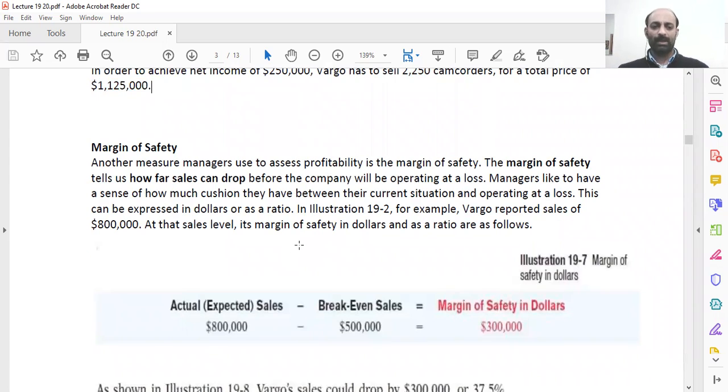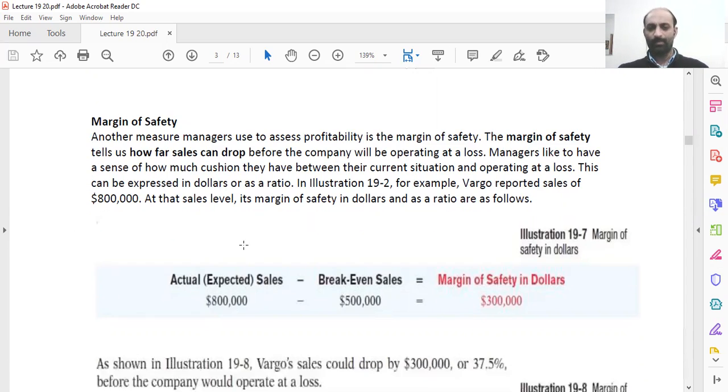Margin of safety. Another measure managers use to assess profitability is the margin of safety. The margin of safety tells us how far sales can drop before the company will be operating at a loss. Managers like to have a sense of how much cushion they have between their current situation and operating at a loss. So that gap between the current situation and the point at which you will start operating at a loss is called the margin of safety. This can be expressed in dollars or as a ratio.